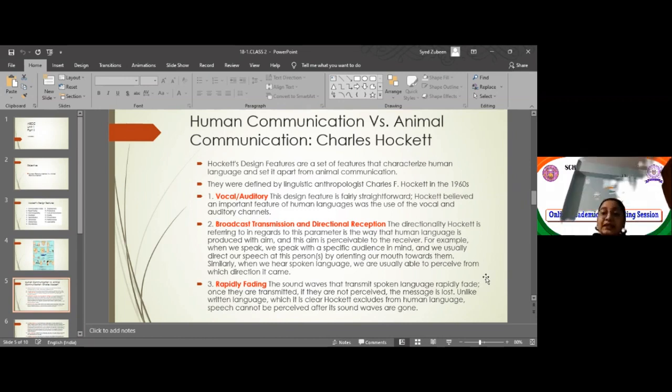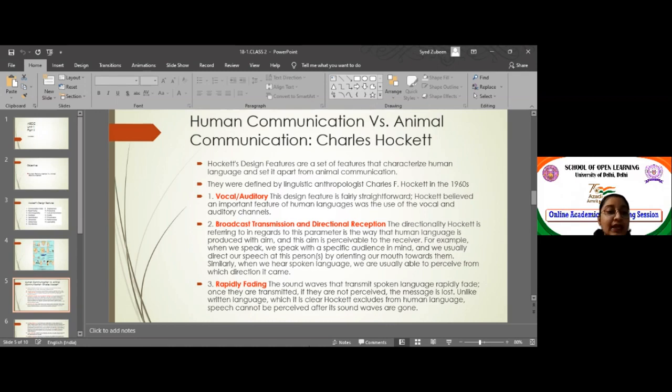The first is the vocal and auditory. What does vocal and auditory infer? This design feature is fairly straightforward. Hockett believed an important feature of human languages was the use of the vocal and auditory channels. The way we use our larynx, our sound box, to produce vibrations that give birth to the words we are forming. That is distinguishable.